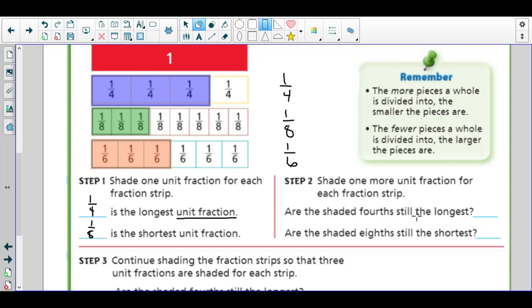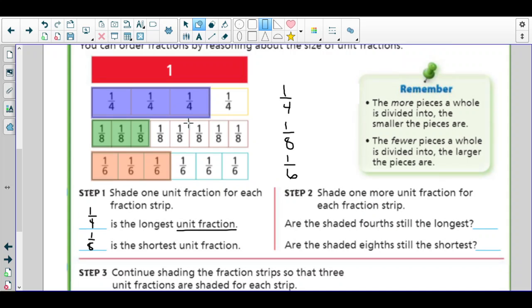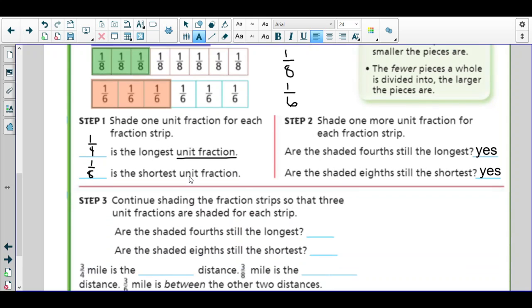So are the shaded fourths still the longest? Okay, 1, 2, 3, 4. Yes, they are. Are the shaded eighths still the shortest? Yes, they are. Okay, so because we had 3/4, 3/8, and 3/6, we are looking for which unit fraction was the longest and which one was the shortest. Then everything should fall right into place.